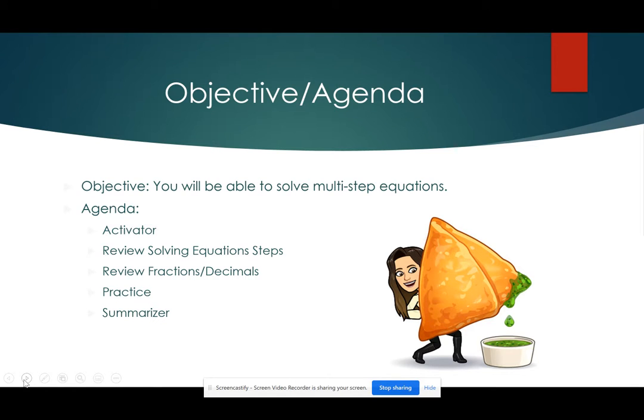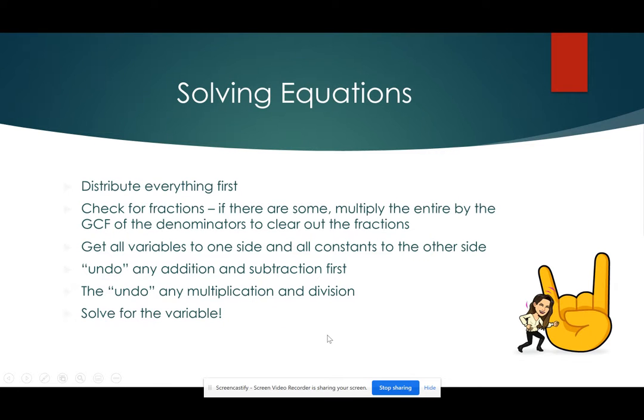But in this video we are going to look at solving equations and the steps you should take to solve them. And we will look at ones that also have fractions and decimals. So, to start off, solving equations, you always want to distribute everything first. You also want to check if there are fractions. And if there are, you multiply the entire equation by the GCF, the greatest common factor, of the denominators in order to clear out the fractions and make the equation easier to solve. Then you want to get all variables to one side, all constants to the other, and solve for x.